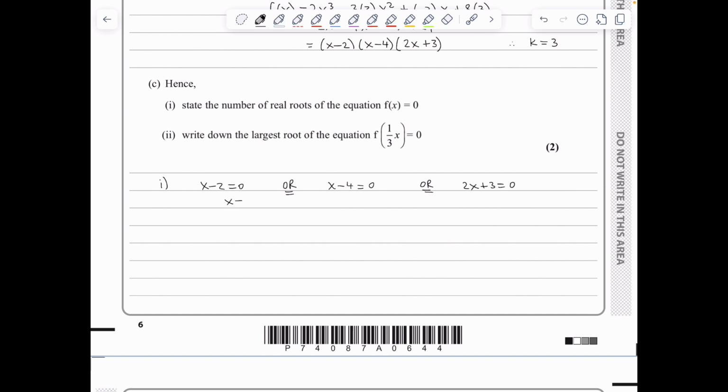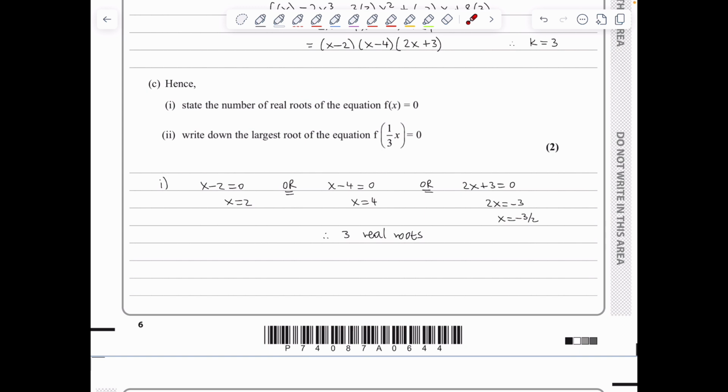So we've got x is 2, or x is 4, or 2x is negative 3, which means that x is negative 3 over 2, and therefore we can see that we've got a total of 3 real roots for the given cubic polynomial. There was no need for me to find the roots. I could simply see that I've got 3 distinct linear factors giving rise to 3 real roots.